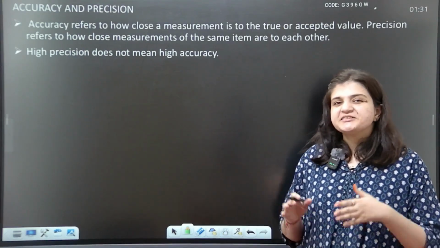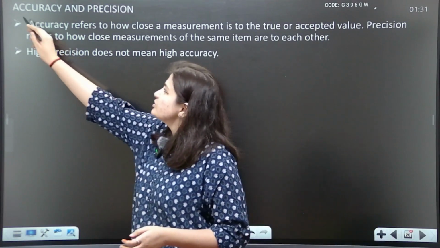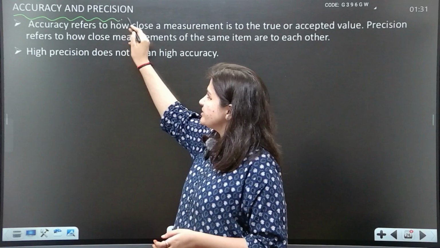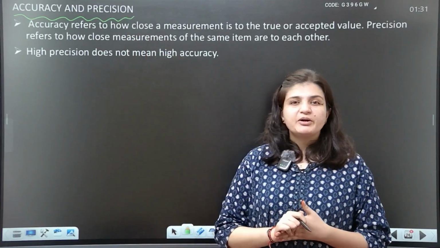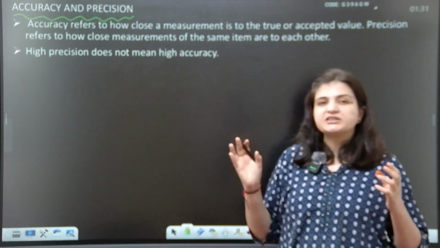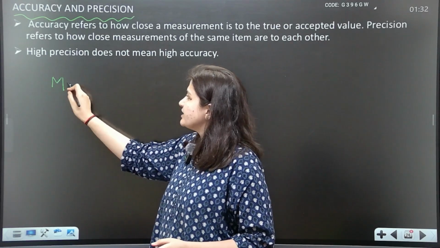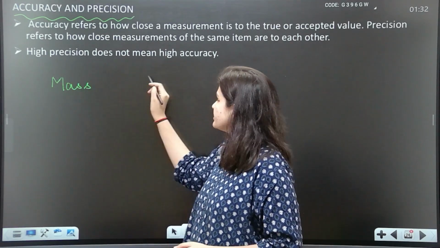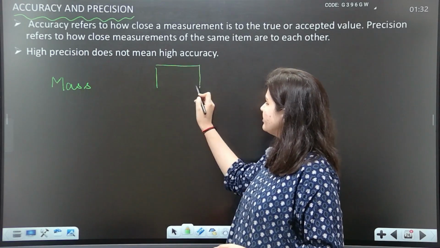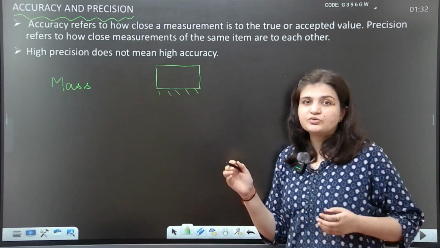Okay students, so now we will talk about accuracy and precision. So what is accuracy and precision? If we are doing a certain experiment, let's say we are measuring the mass of a substance using a tool.